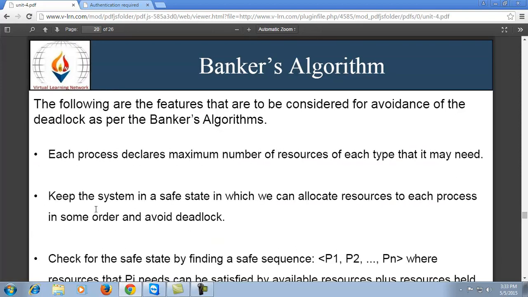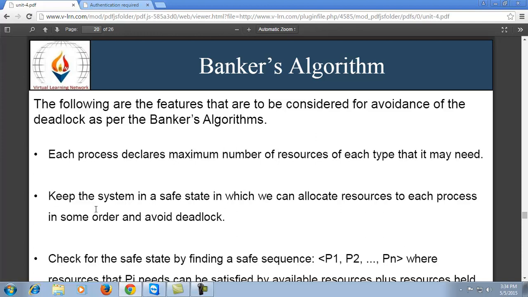This is the banker's algorithm. The following are the features to be considered for avoidance of deadlock as per the banker's algorithm. In this, each process declares the maximum number of resources of each type that it may need. Banker says allow the number of resources which are required by a particular process, which is requested and which is required in future also.